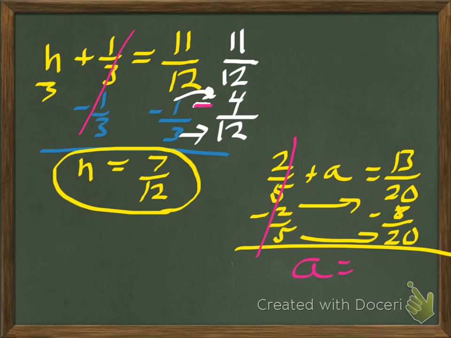13 minus 8 is 5, I believe, 5/20. And then, like we often have to do, 5 over 20 can be reduced. 5 goes into both of those. What can I reduce that down to? 1/4. 1/4 is correct. Don't forget to simplify. That's right. Never forget to simplify. Always we want things simplified to lowest terms.